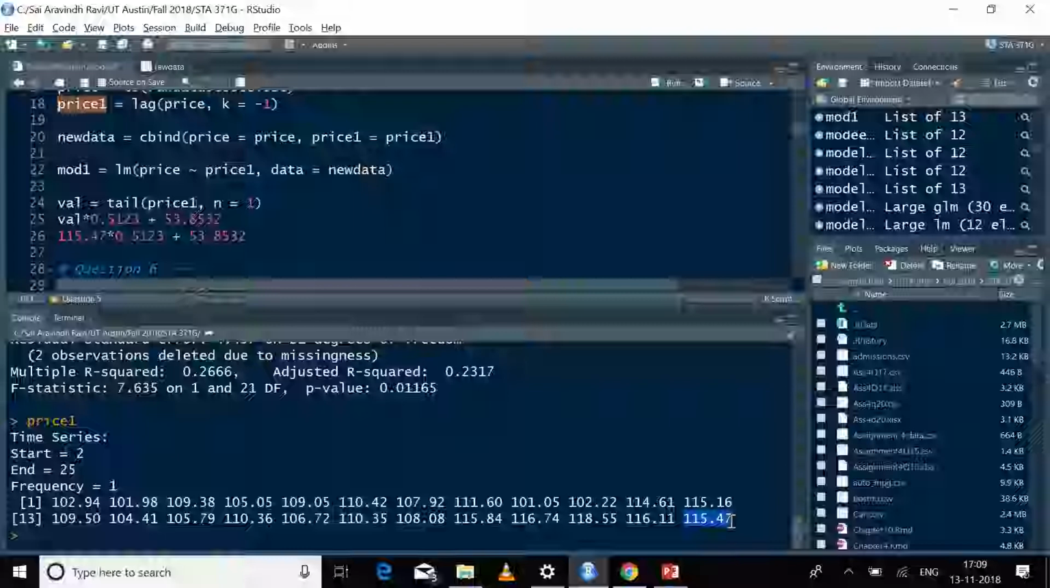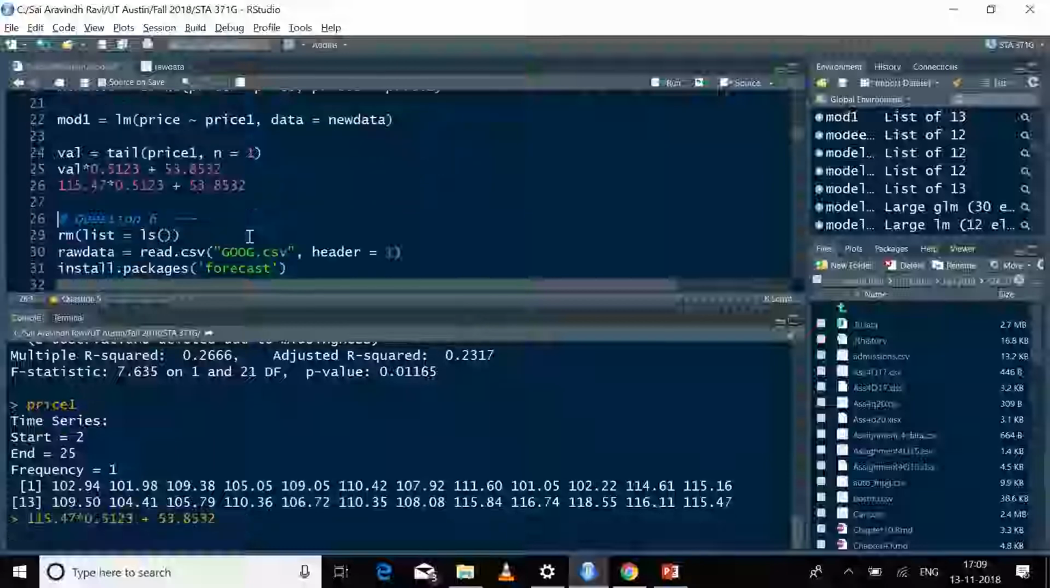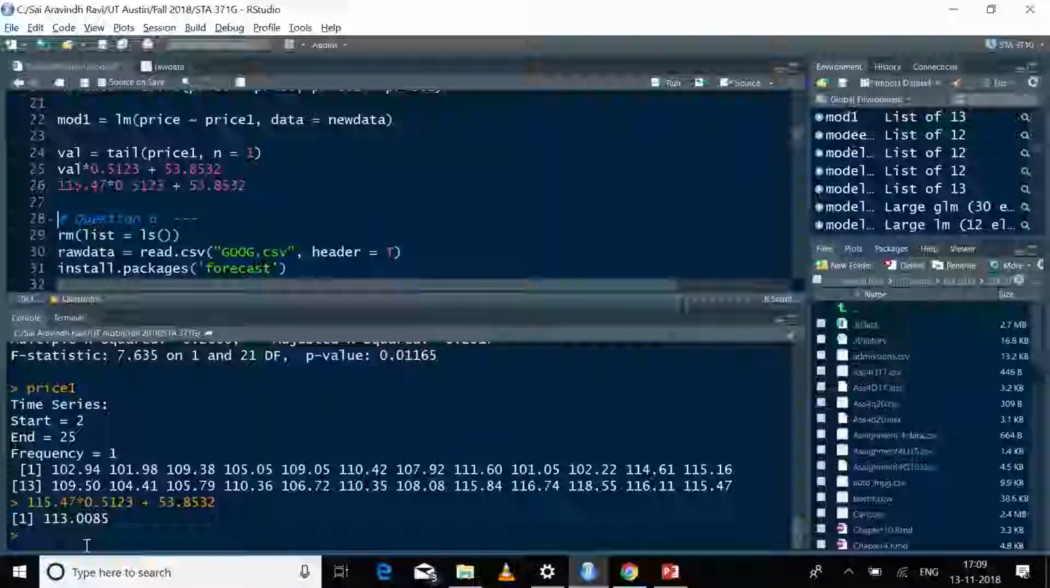So using that as your X value, you can calculate the new value. It would be 115.47 times 51.5123 plus 53.85 something. Yeah, 32. So that gives me a value of 113.0085, which would be my prediction for the next month. Any questions? Yes.